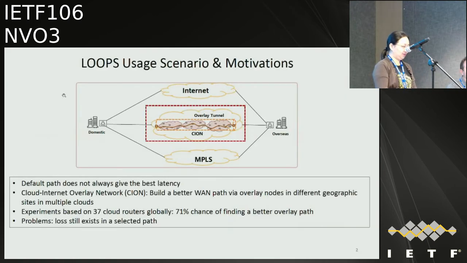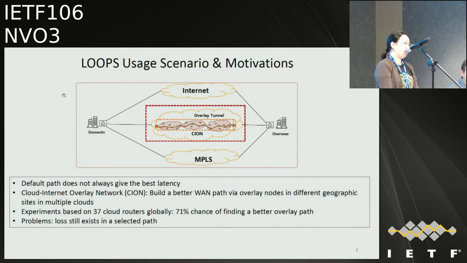There are a couple of use cases, but here I'm only going to talk about the most typical one. We are trying to use what we call a cloud internet overlay network, using a cloud-based rather than public internet-based WAN path to build a better path via the overlay nodes. The overlay nodes here means possibly some virtual machines created from the cloud providers over different geographical sites, possibly in multiple or single cloud. We did some experiments based on 37 such cloud routers globally.